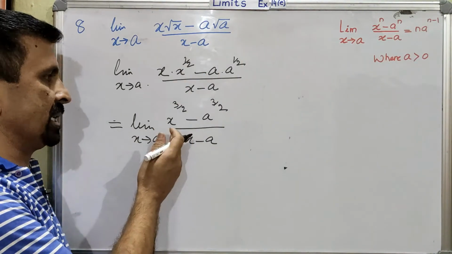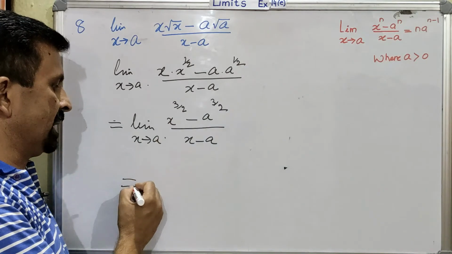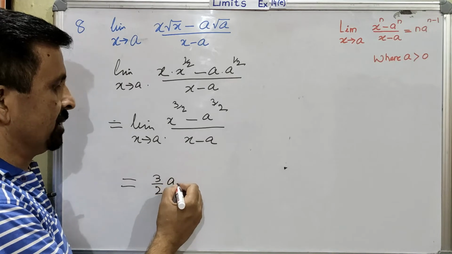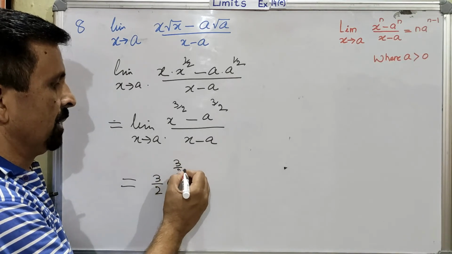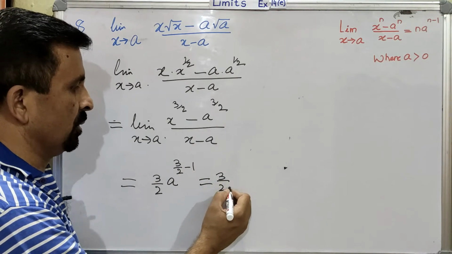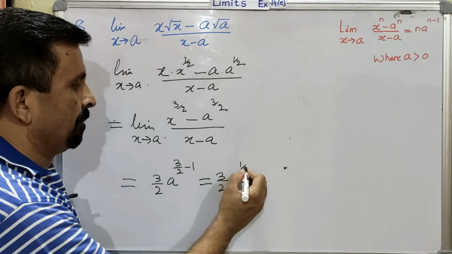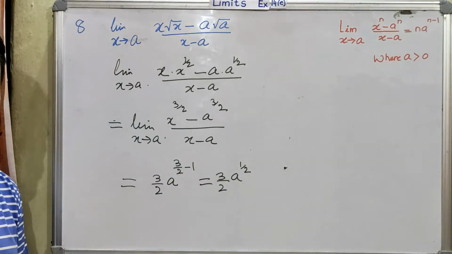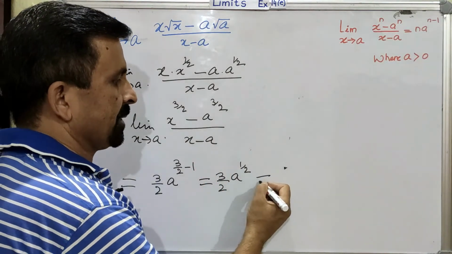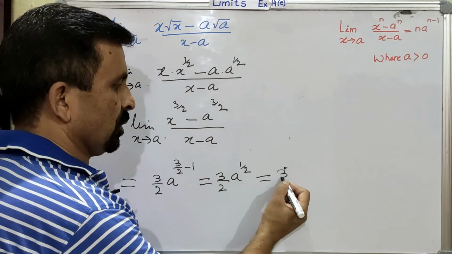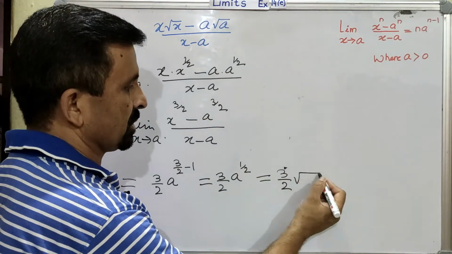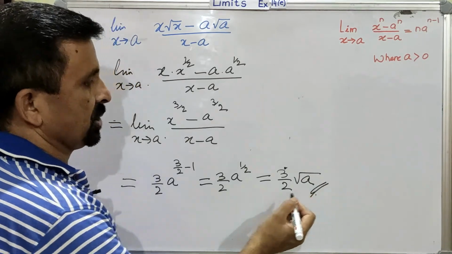Now as soon as this comes in the required format, you are ready to write the answer. So 3 over 2 a to the power 3 over 2 minus 1. When you simplify, it comes as 3 over 2 a to the power half. You can leave the answer in this format also, there is no problem. Or if you use the meaning of this power, it will be better. So 3 over 2, you know that a to the power half means square root, so you can write this as square root of a. And this is your answer.